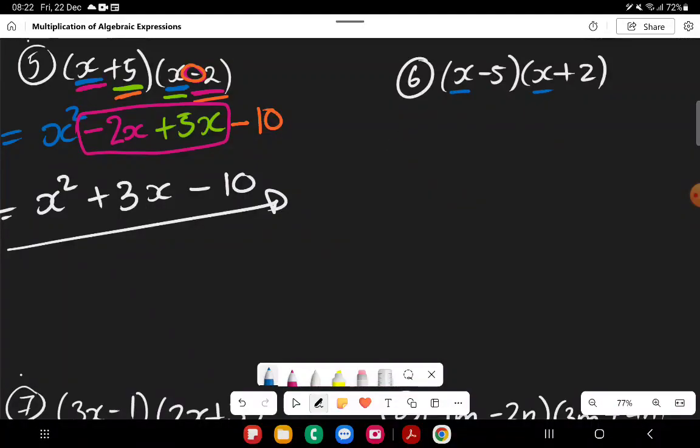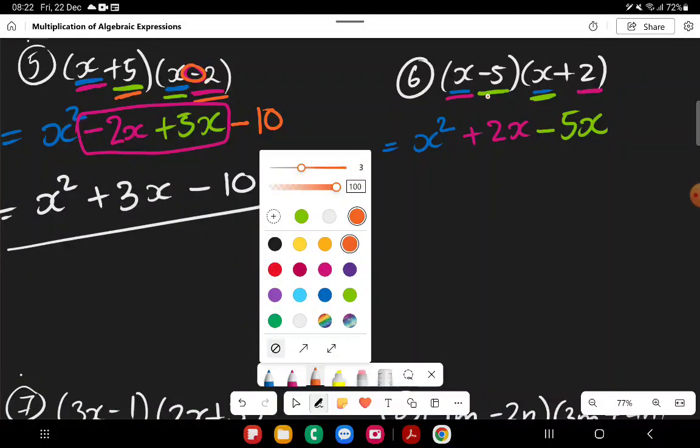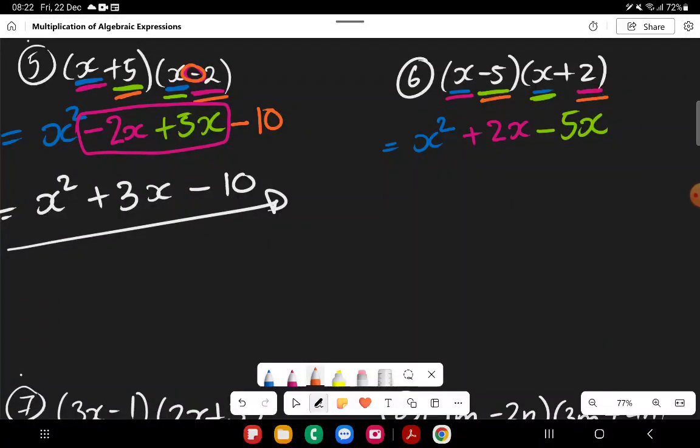First times first is x squared. Outer times outer is going to be positive 2x. Inner times inner, negative 5 times x is negative 5x. And then last times last, negative 5 times 2 is negative 10. Now I'm going to group them together. So these two are like terms. I'm going to add them. So that gives me x squared.